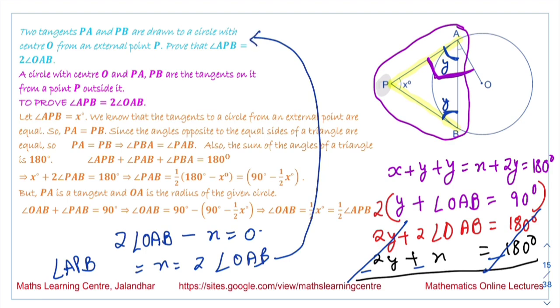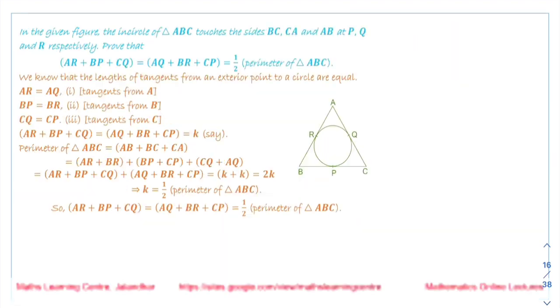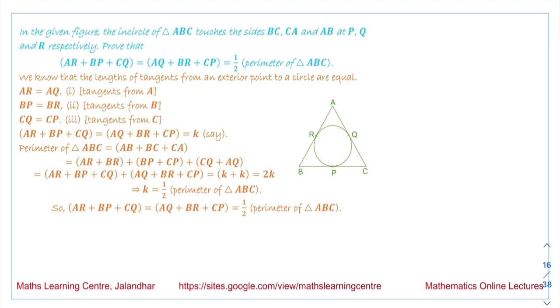Next is, in the given figure, the incircle of triangle ABC touches the sides BC, CA and AB at the points P, Q and R respectively. We have to prove this relation. If we consider this point A, then AR and AQ are the tangents over here. It means the lengths of AR and AQ are equal. Similarly, the lengths of QC and PC are equal.